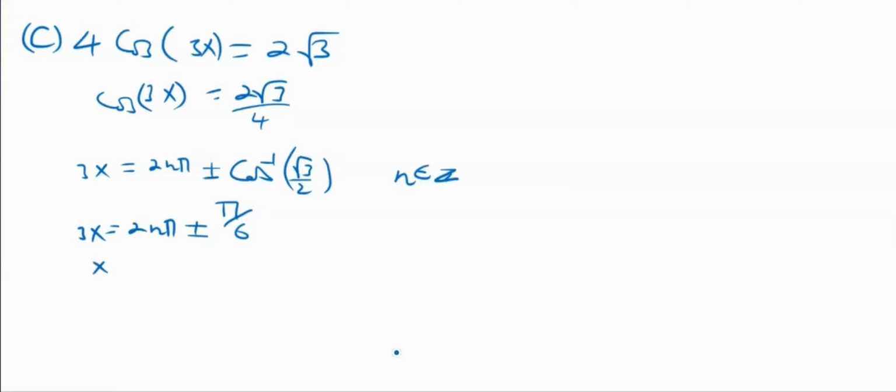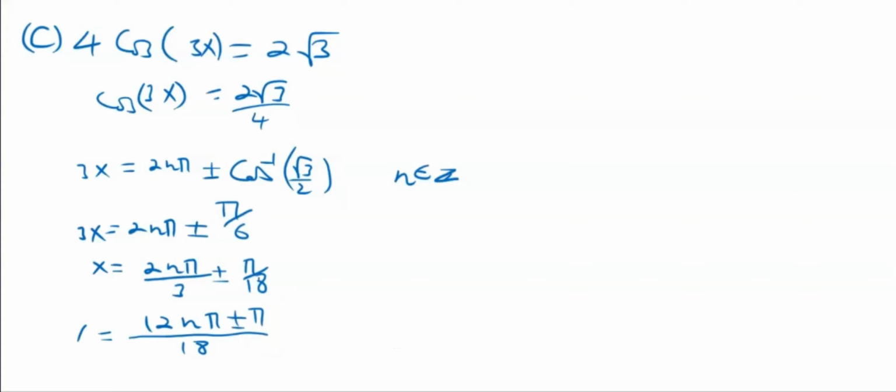So divide both sides by 3, and just to make it one denominator, where n is an element of the integers. And if it's a restricted domain, you can just substitute back into whatever is given, and that's going to give you a general solution.